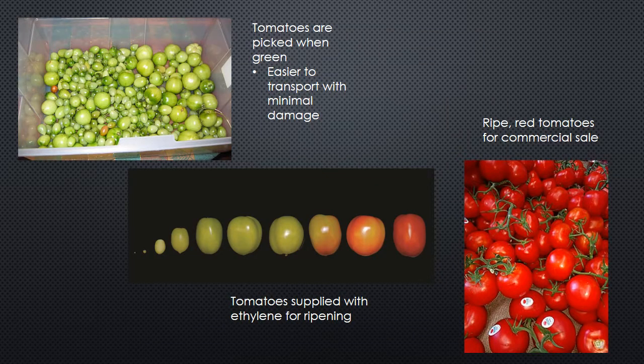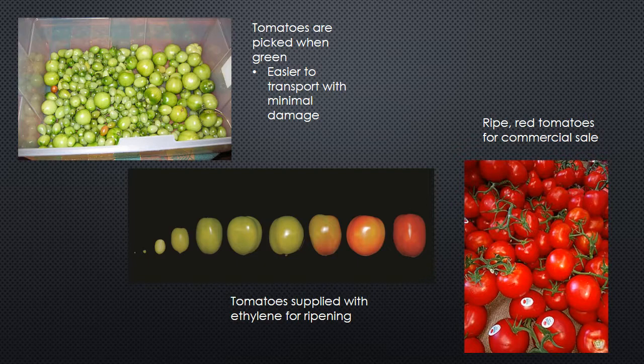So this is what it means in terms of the fruit that we eat, not just the strawberries, but we're going to take tomato as our example. So tomatoes are picked when they're green. They're easier to transport with minimal damage because you can imagine red ripe tomatoes all in a box being on a truck. By the time you got to the grocery store, half of them would be rotted, and that would be a waste of fruit and a whole lot of loss of money to the farmers.